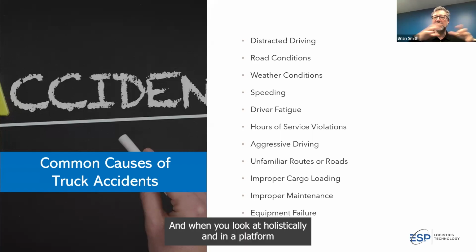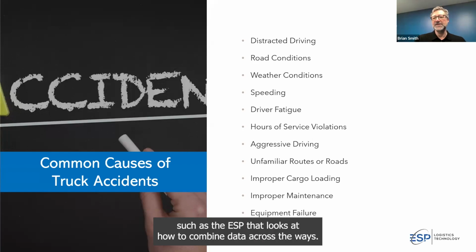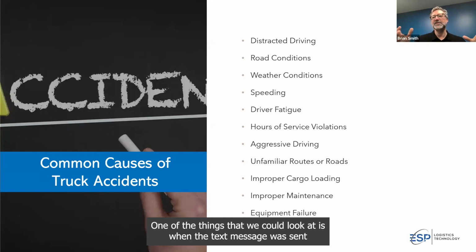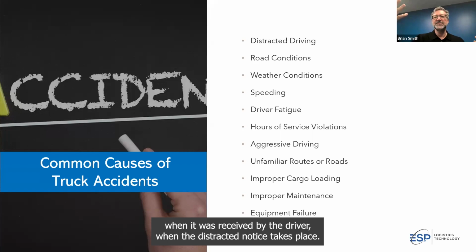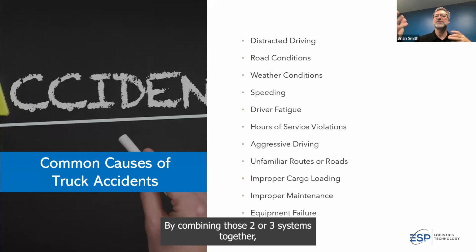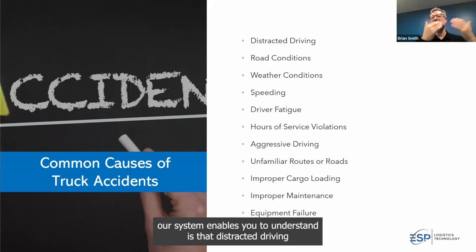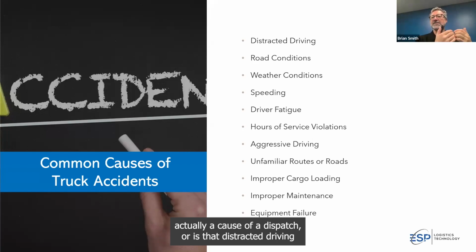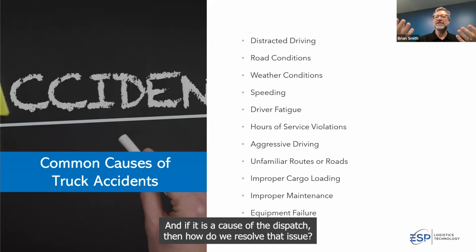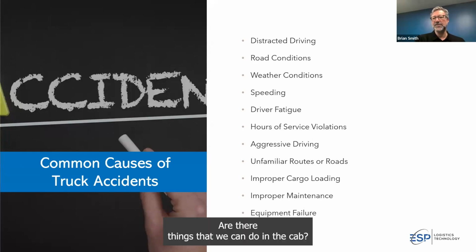And when you look at it holistically in a platform such as ESP that looks at how to combine data across the ways, one of the things that we could look at is when the text message was sent by the dispatcher, when it was received by the driver, and when the distracted notice takes place. By combining those 2 or 3 systems together, our system enables you to understand, is that distracted driving actually a cause of a dispatch, or is that distracted driving a cause of something more personal? And if it is a cause of a dispatch, then how do we resolve that issue, right? Are there things that we can do in the cab?